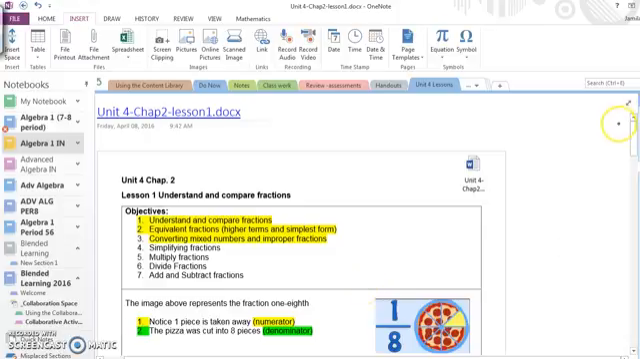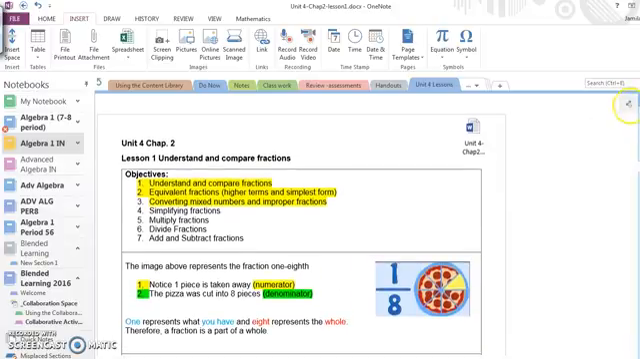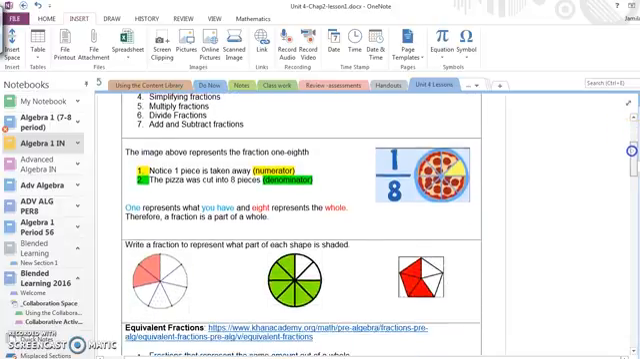Okay, you have now entered Unit 4, Chapter 2, Lesson 1. Unit 4, Chapter 2 will focus on fractions. And Lesson 1 will look at how to understand and compare fractions, equivalent fractions, as far as being able to raise fractions to higher terms, or even simplify fractions and understand that they still represent the same part of a whole. Converting mixed numbers to improper fractions will be the last lesson, as well as being able to convert improper to mixed numbers. So let's start.